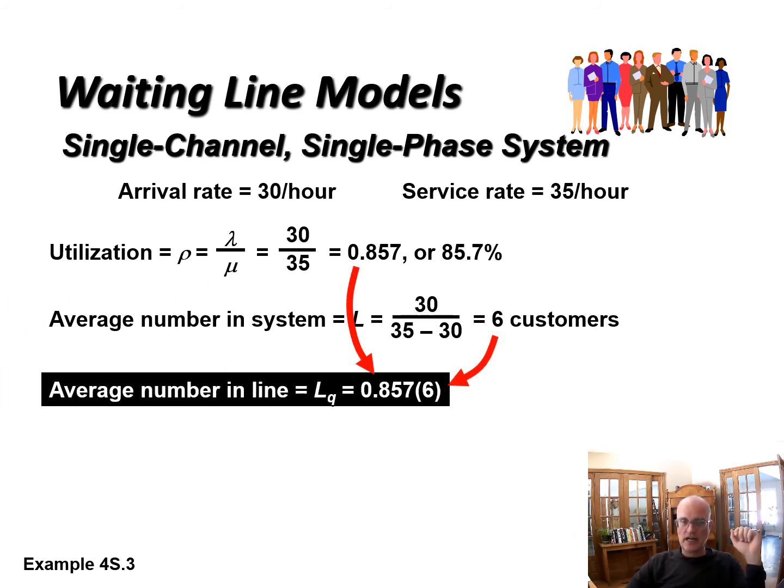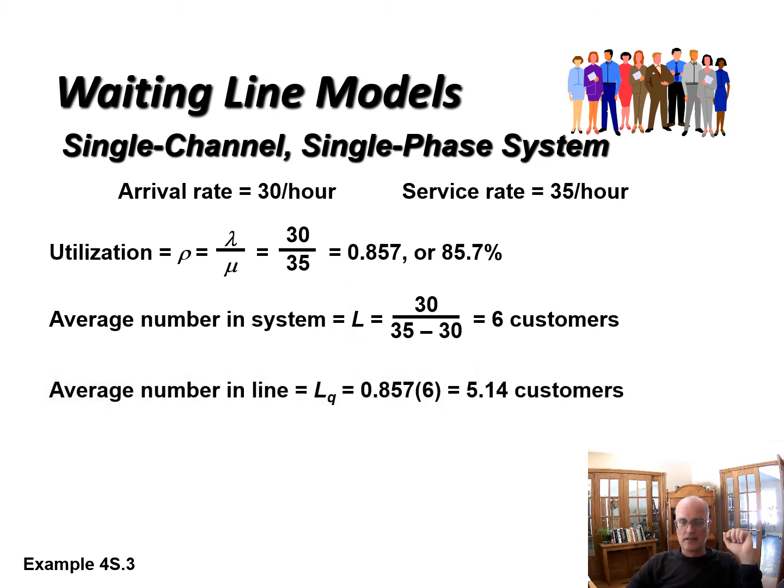The average number of people in line is just the utilization times the average number of people in the system, which is equal to 5.14 customers. We don't round that off. I know we can't have 0.14 of a customer in a line, but because these are averages and we want to accurately reflect the average, this isn't the actual; this will vary because we have a probabilistic system here. The average number of people in line is 5.14. We want that number to say, okay, how much space do we need to have for people to line up? And so we think about those sorts of things.